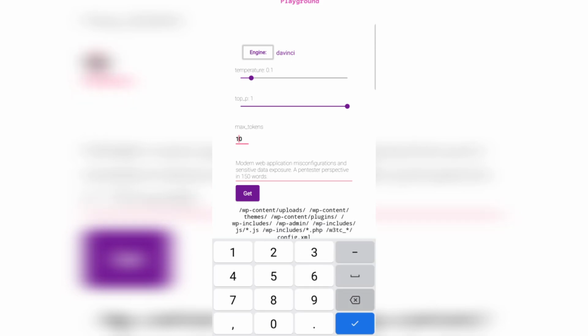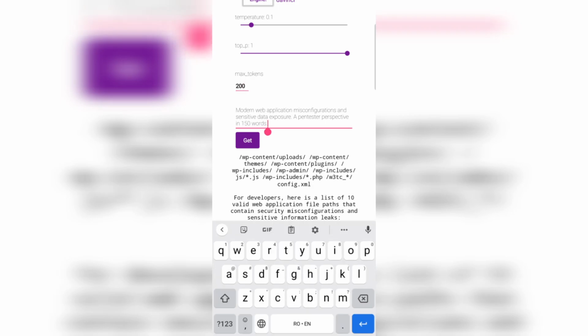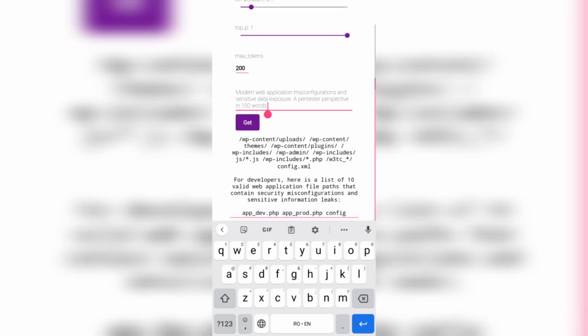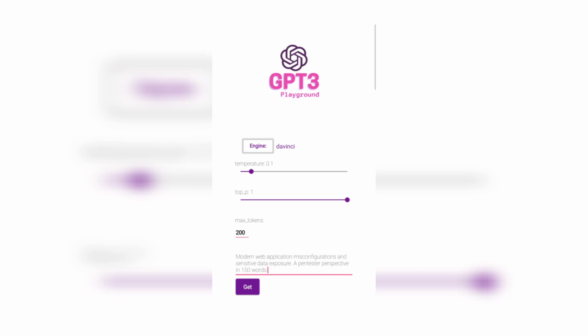Let's have 200 tokens, because when it comes to calculating the output, max tokens is for the output. When it calculates the output tokens, it actually calculates the input plus the output. So in this case, if we want 150 words, I would assume that my prompt here is in the vicinity of less than 50 words. Okay, let's do the get. See what it comes up with.